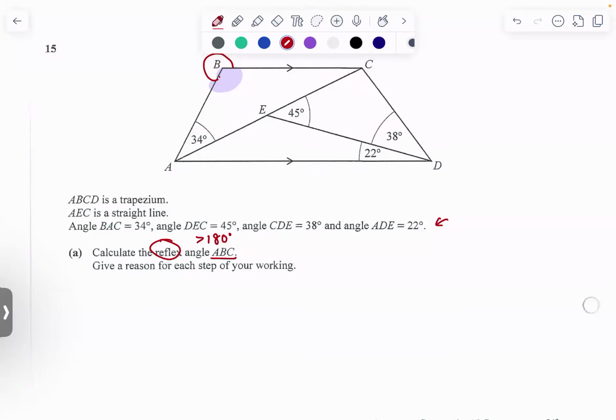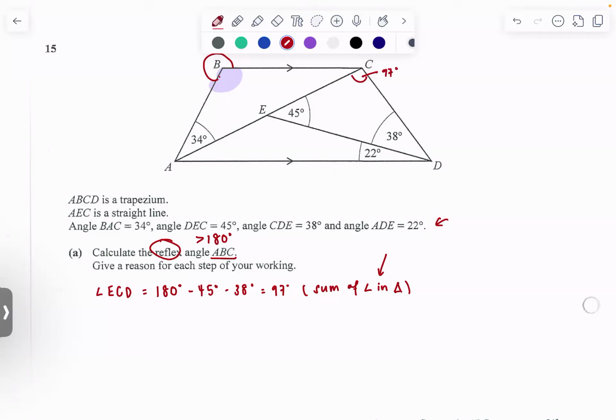Okay? So for me, I'll go ahead and find angle ECD first, which equals 180 degrees minus 45 degrees minus 38 degrees. And that is actually equal to 97 degrees. Why? Sum of angles in a triangle. Okay? Please remember to write your reasoning, because reasoning in angles is very, very important. So you know that this is 97 degrees.